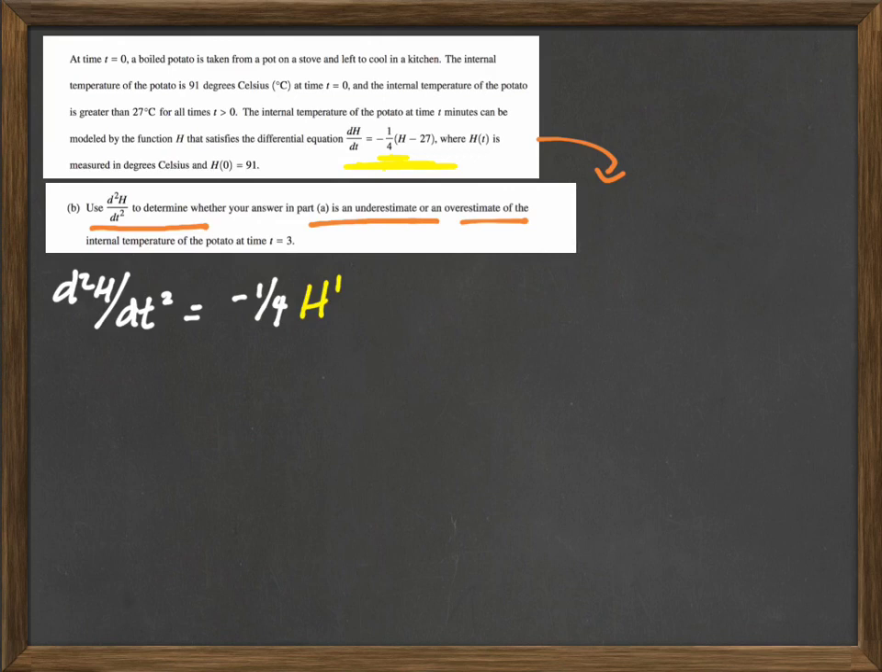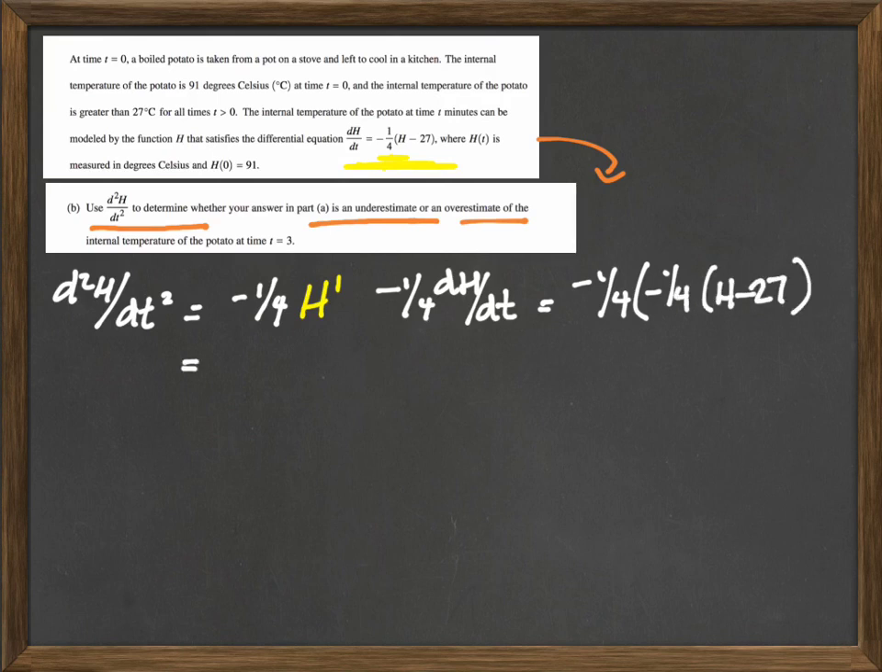Now h prime is dh/dt, so we have negative 1/4 dh/dt, which is equal to negative 1/4, and dh/dt is negative 1/4 h minus 27. So when we put that all together, we get positive 1/16 (h minus 27). So that's the second derivative. Now, in order to know whether it's an underestimate or overestimate, we need to find the concavity, which is why they asked you for the second derivative.